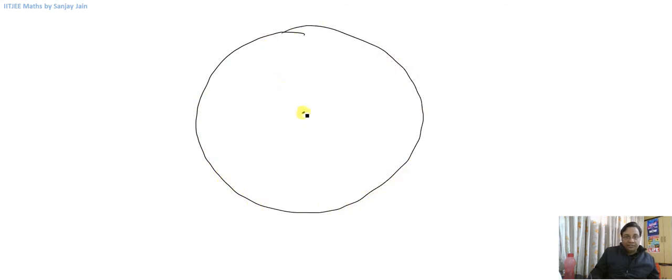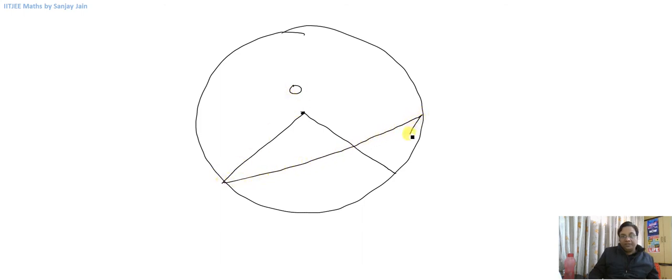Let us take the arc to be like this. Let this be the center and this be the arc that we are talking about. This is the center, and let us take any point here on the circumference. Now we will look at this angle and this angle. So let me join this with the center, and let it be AB, and I'll join A and B.